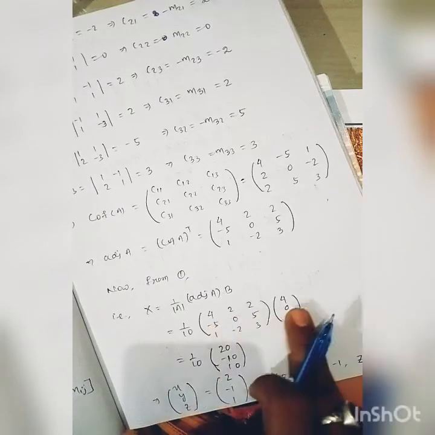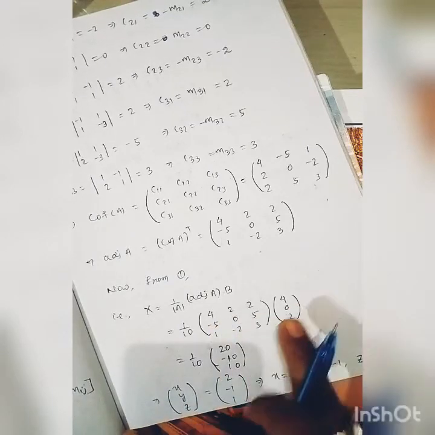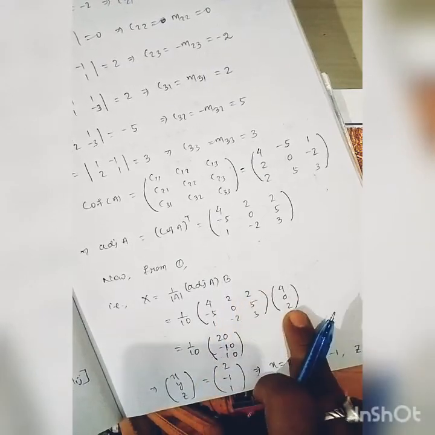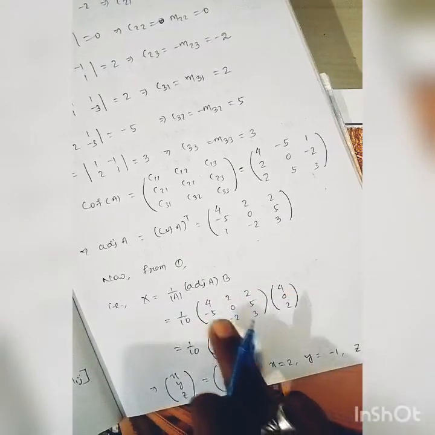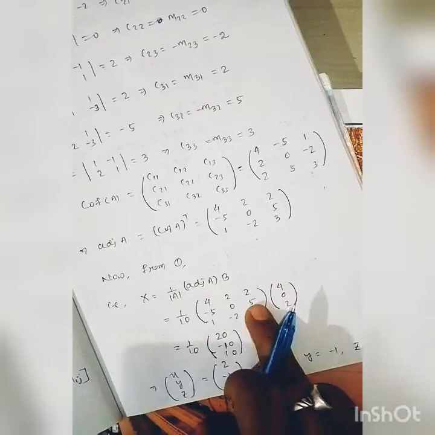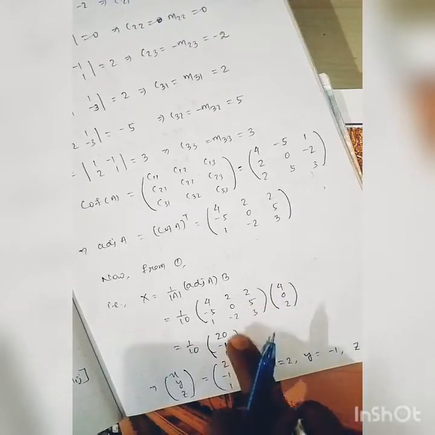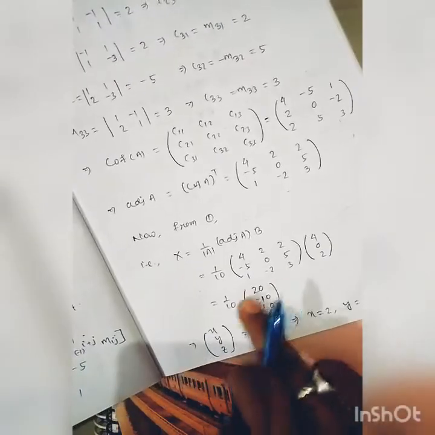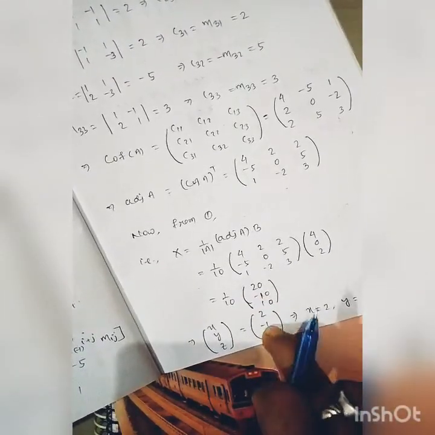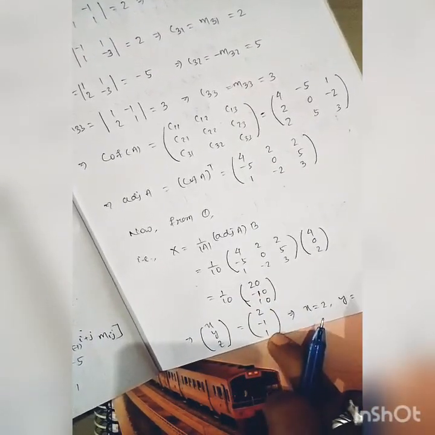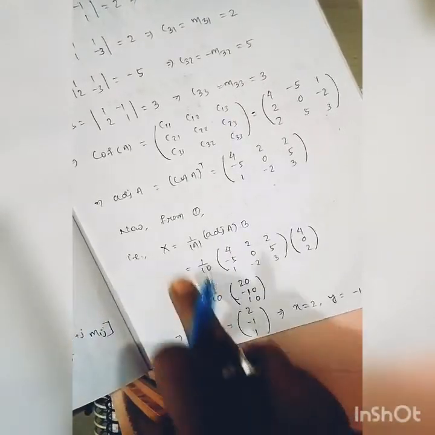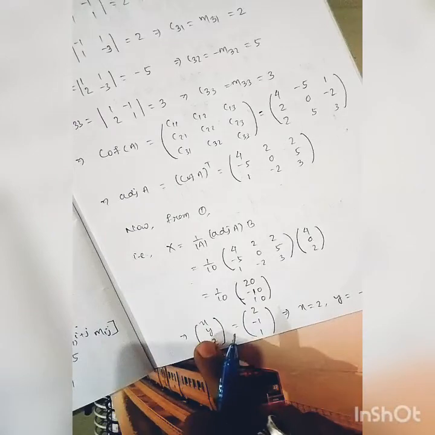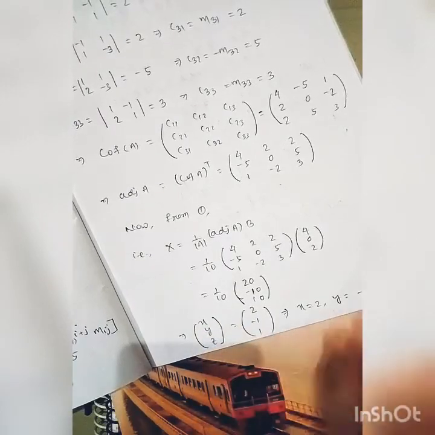Now multiplying adjoint of A into B. First we multiply adjoint of A into B. That is 4 into 4, 16, plus 0, plus 4, 16 plus 4, 20. Similarly minus 20 plus 0 plus 10, that is minus 10. Again 4, 0, 6, that is 10. Again 20 by 10 is 2, minus 10 by 10 is minus 1, 10 by 10 is 1. Here X is the column matrix XYZ, that is x equal to 2, y equal to minus 1, z equal to 1.